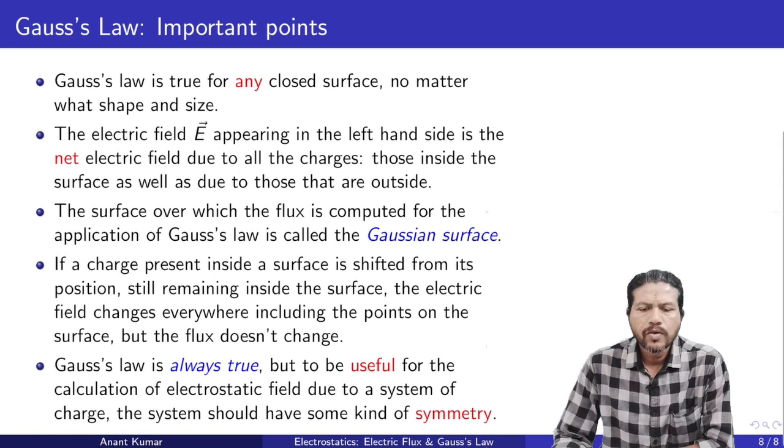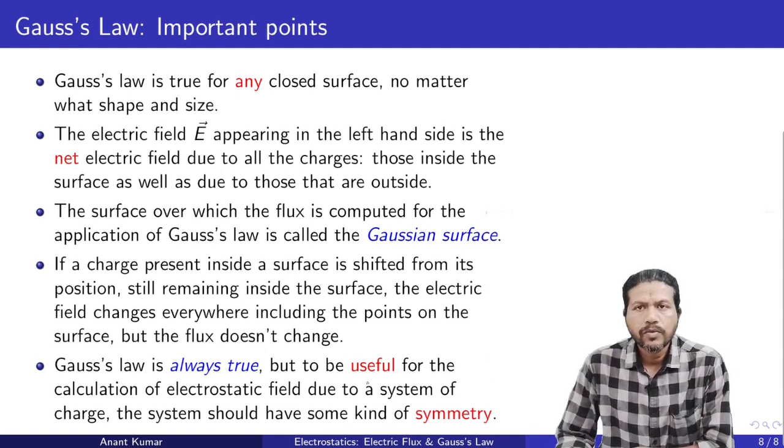And we also notice that the Gauss law is always true. Always true implies in all cases that we can think of, the Gauss law will be true for the electrostatic field. However, it is not always useful. When I say useful, I intend to use the Gauss law to find out the electric field due to some charge configuration.